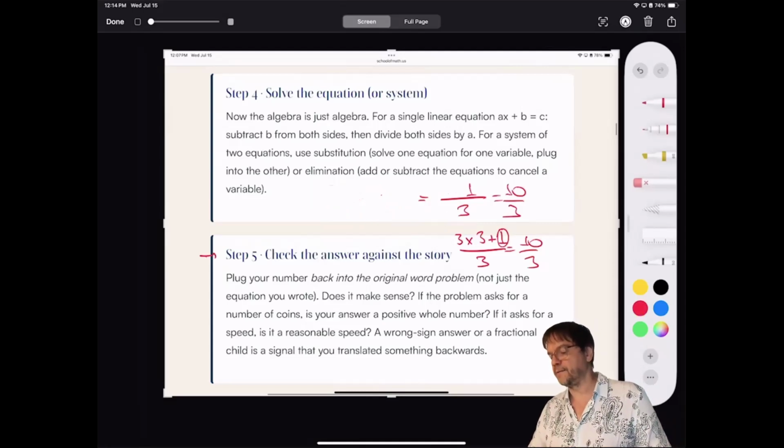Is that okay? Yeah. It's like gaining maturity in math.